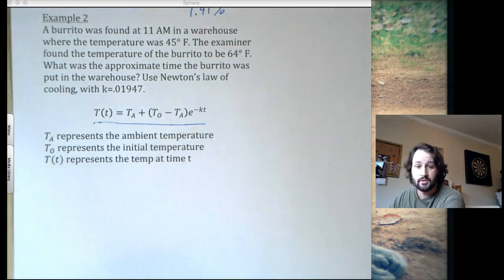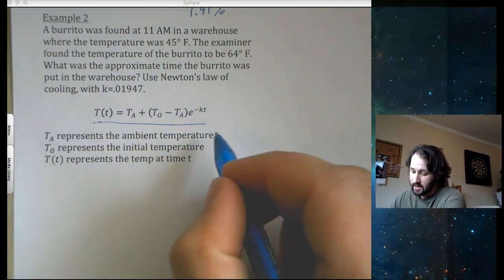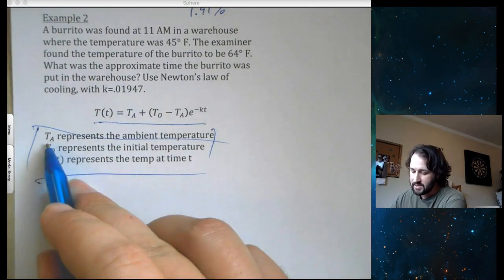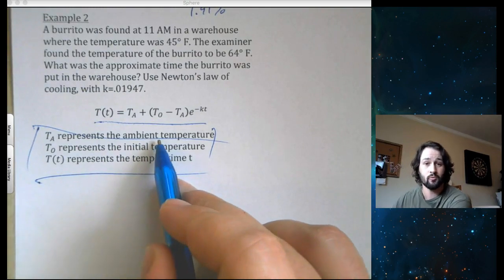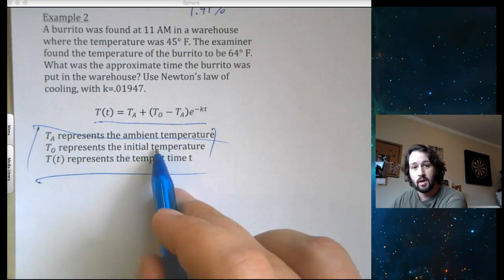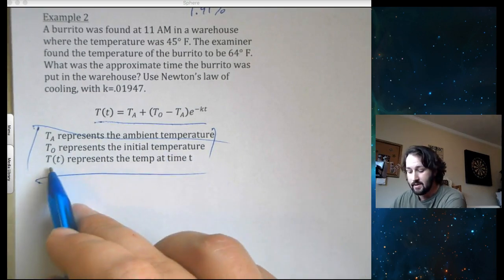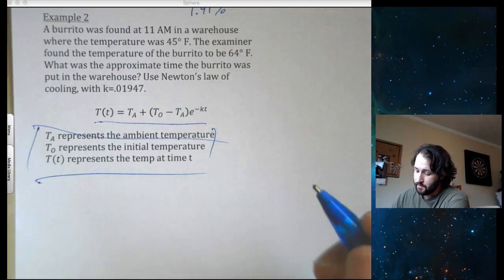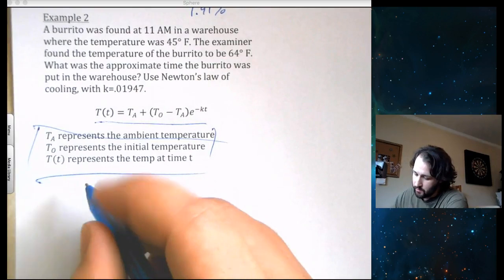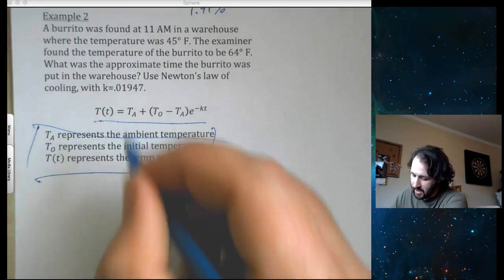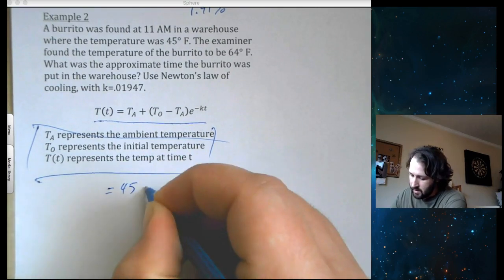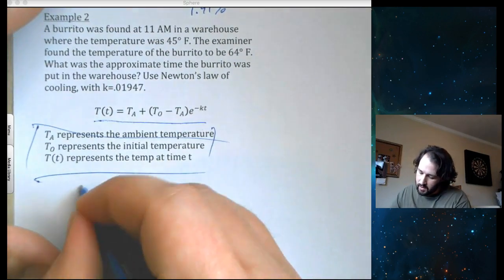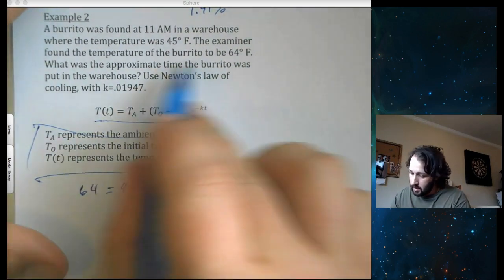So they give us this equation. That's Newton's law of cooling. They don't have any of this information for you in the quiz, so make sure you get that down. T sub A represents the ambient temperature. All that means is the room temperature. T sub 0 represents the initial temperature, and T of t represents the temperature at any given time. So if I put in everything I know, right, the temperature was 45 degrees for the warehouse. That's my ambient temperature, so I'll put 45 plus, the examiner found the temperature to be 64, so that was my final temperature of the item.